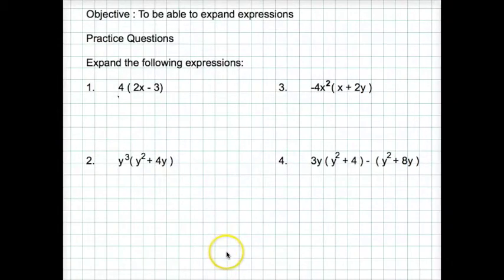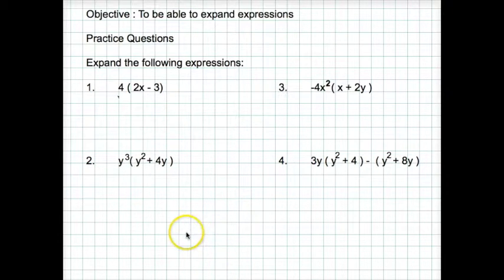Hi there, welcome to the practice questions on being able to expand expressions. What I'd like you to do now is to pause the video, have a go at these 4 questions, and then when you're happy with your answers, restart the video and go through the model answers and correct any mistakes. So pause the video now, have a go at questions 1, 2, 3 and 4.